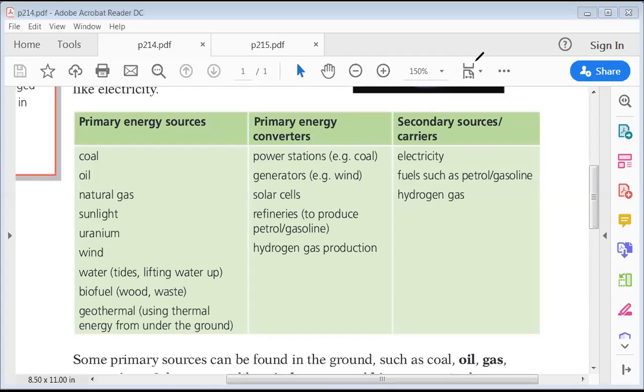Okay. So next time we will study fossil fuels: how we can get fossil fuels, fossil fuels in power stations, and the effects of these fossil fuels. Do you have any questions about this?